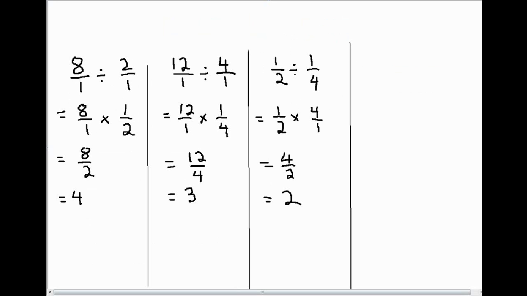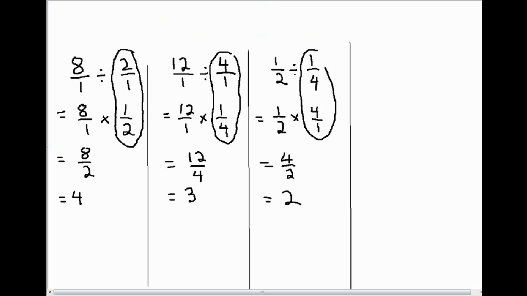So here are the 3 examples that we've taken a look at so far. And so once again, what we can see is that when we're dividing fractions, we can write an equivalent multiplication question, but we have to change the second fraction. The first fraction always stays the same when we're changing from division to multiplication, but the second fraction we flip.